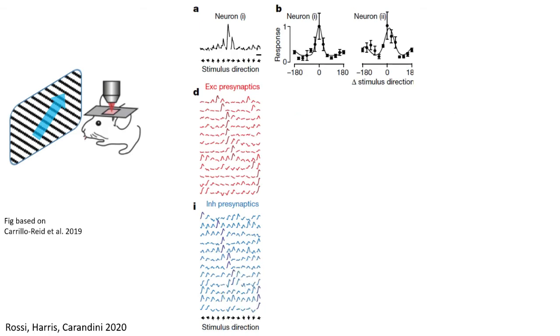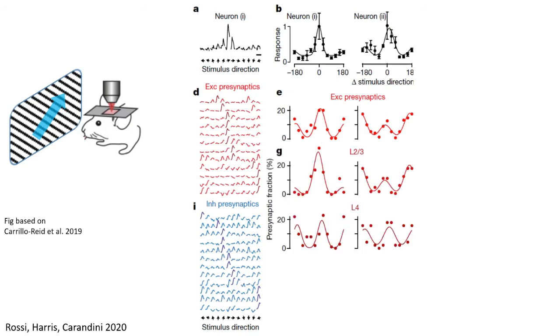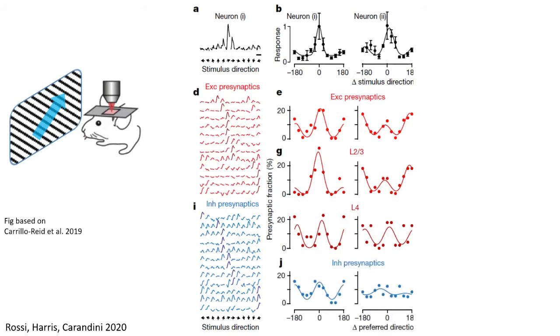They also separated cells based on whether they were in layer 4 or layer 2-3. Figure E here shows the combined tuning of all excitatory presynaptic cells. Note that this is the same type of tuning plot, but pooled over all presynaptic excitatory cells. Figure G shows these responses broken into whether they came from layer 2-3 cells or layer 4 cells. And figure J here shows the combined tuning of all the inhibitory presynaptic cells.